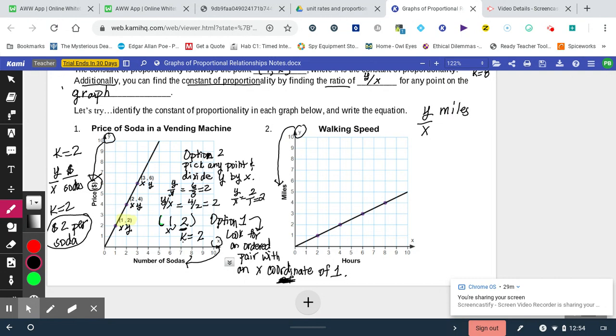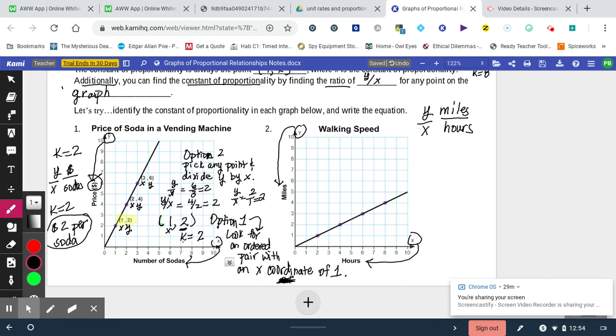And I know that the x value is referring to hours. So I got my 2 units. It's miles. It's going to be miles per hour when I get my answer, okay? All right, so I'm going to see if I can use option 1.